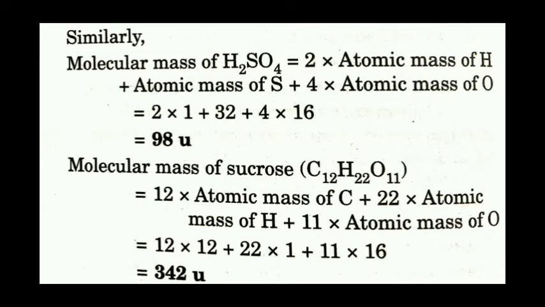In the same way, let's calculate the molecular mass of sucrose, and the formula for sucrose is C12H22O11. So the molecular mass of sucrose will become 12 × atomic mass of carbon plus 22 × atomic mass of hydrogen plus 11 × atomic mass of oxygen, which is equal to 12 × 12 plus 22 × 1 plus 11 × 16, which is equal to 342 U. So in this way we can calculate the molecular mass of any molecule taking the atomic masses into consideration.